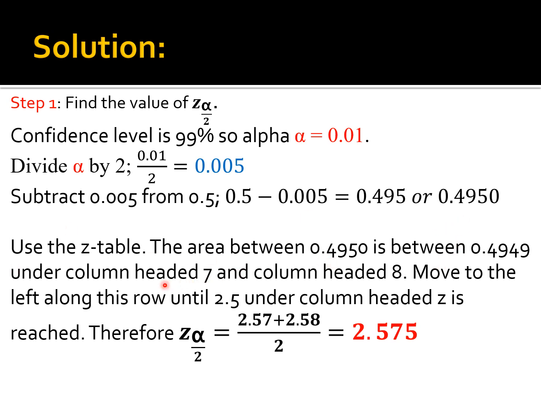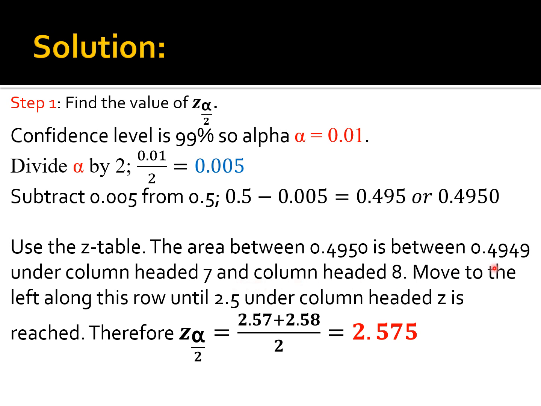Kung titingnan nyo yan sa table natin, you'll see 0.4949 and ayan, under column headed 7 and column headed 8, move to the left along this row until 2.5 under column headed Z is reached. Therefore, okay, hindi nalagay dito yung isa which is 0.4951. Ayan. So, si 4949, ang equivalent Z-score niya is 2.57, right?